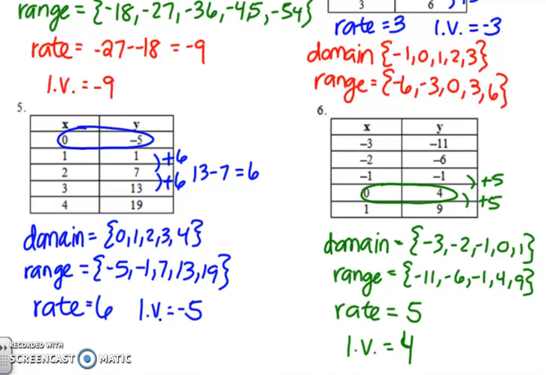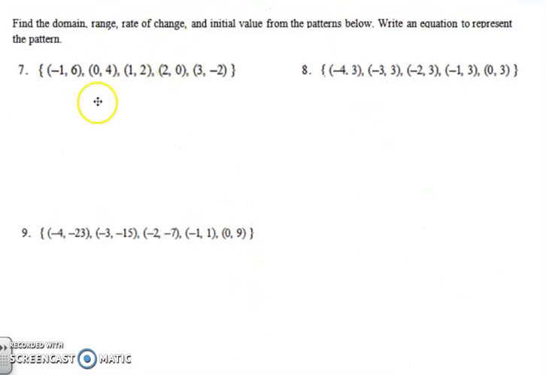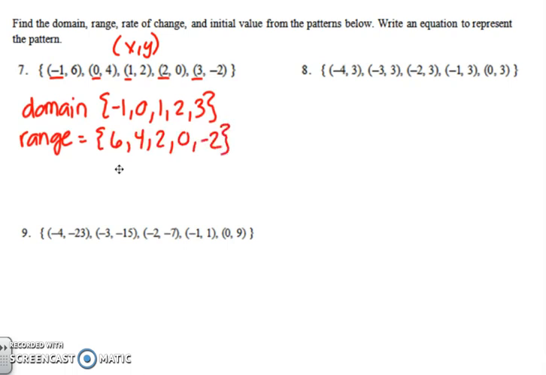Okay, so that's how you find rate and initial value from a table. Let's look at our almost last one, which is ordered pairs. When you have an ordered pair, the first numbers are your x values, and the second numbers are your y values. So for domain, you're going to say -1, 0, 1, 2, and 3. For the range, it's going to be your second number in the ordered pair. So 6, 4, 2, 0, -2.